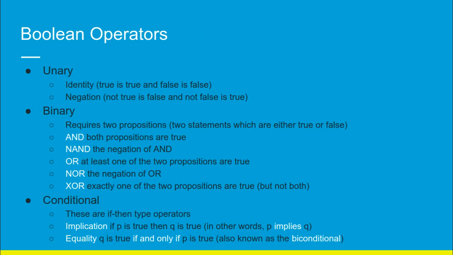So let's talk about some Boolean operators, and then we're going to go into detail about these operators. First we have unary operators, which are just operators that operate on a single proposition, okay? So we have one called identity, which just says that true is true and false is false, okay? That's all identity means. True is true and false is false. Negation is if we have the opposite of true, if we have not true, that's false. And if we have not false, that's true.